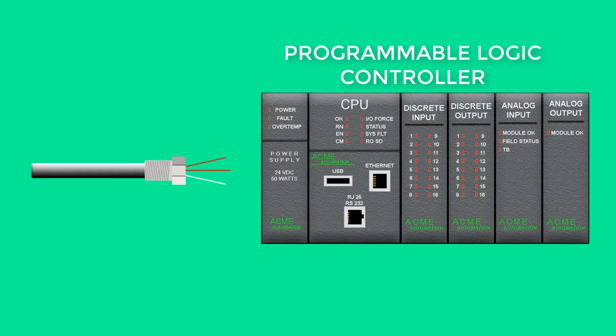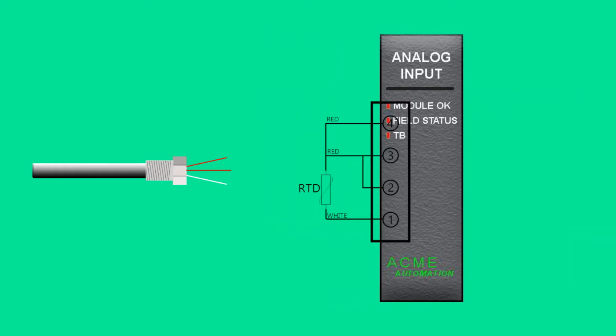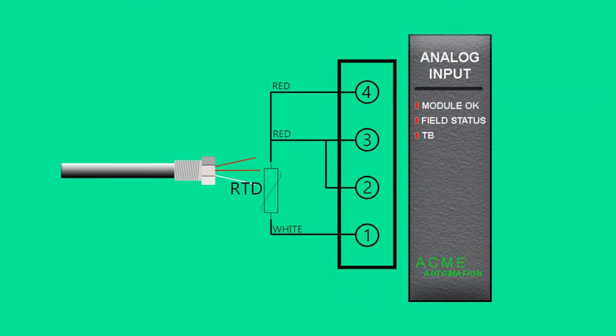RTDs are typically used in conjunction with a PLC. The PLC must be specifically designed to accept an RTD or have the capability to add an RTD analog input module. RTD connection points are typically found both in the specification information and on the device itself.